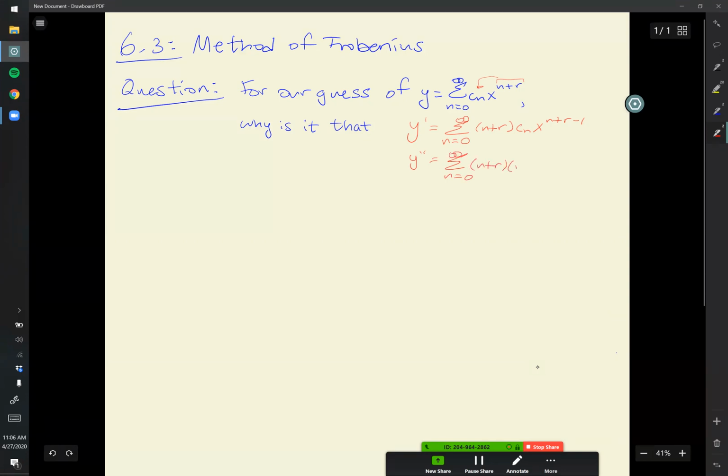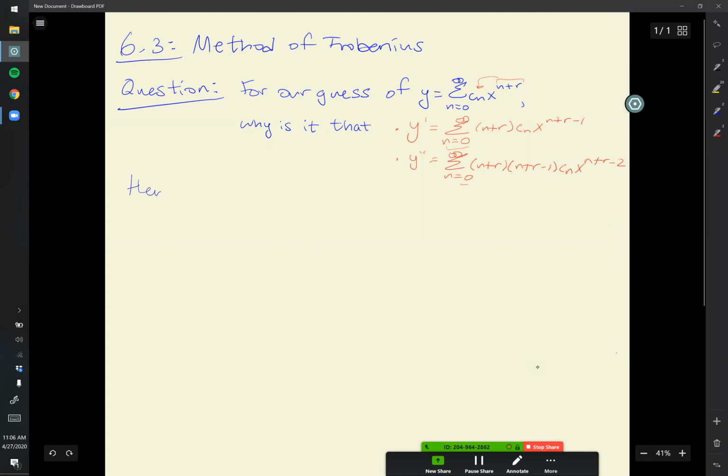So the big question I want to answer is, why are we starting at 0, and why not starting at a different place? Like in 6.2, when we were doing the regular power series method, we went to 1 in the derivative, and started at 2 in the second derivative. So let me show you why.